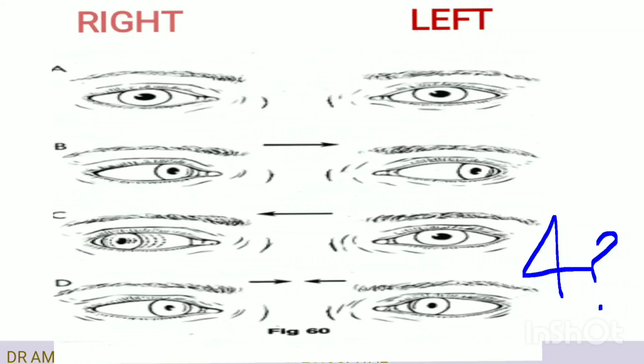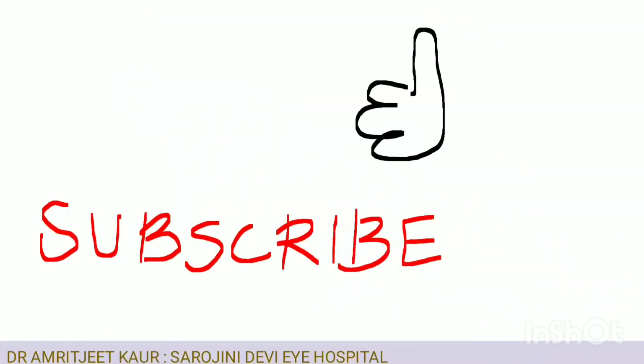This is actually a confirmatory point when you want to diagnose internal nuclear ophthalmoplegia, and it's very important to ask this fourth question and be sure about the diagnosis. That's all I have for internal nuclear ophthalmoplegia.